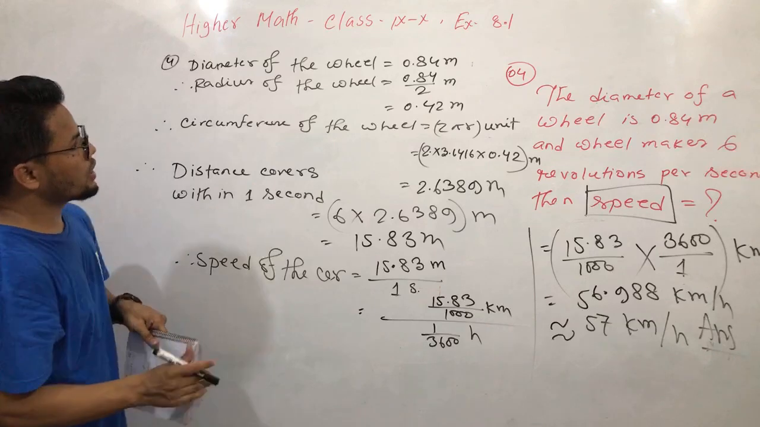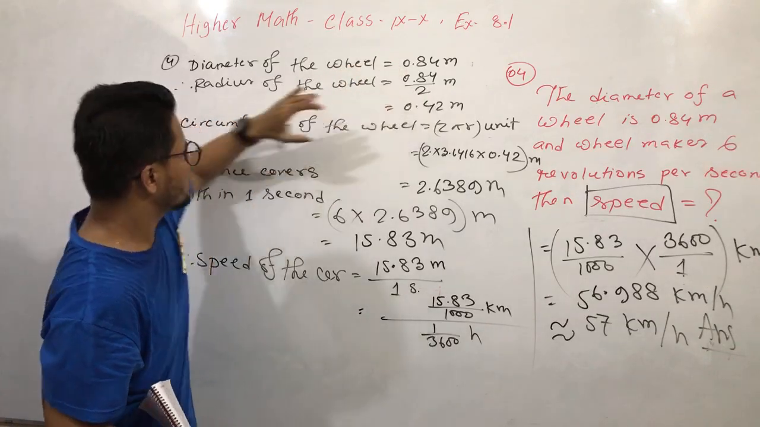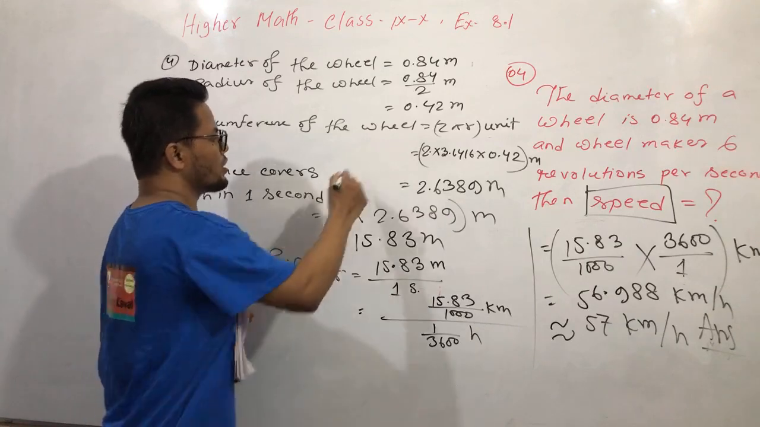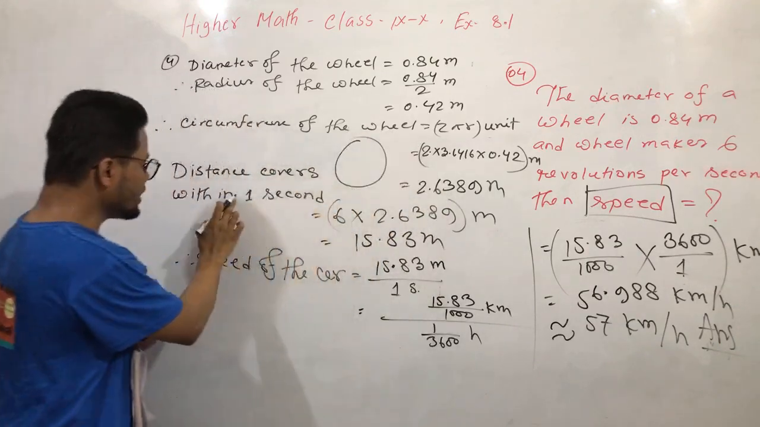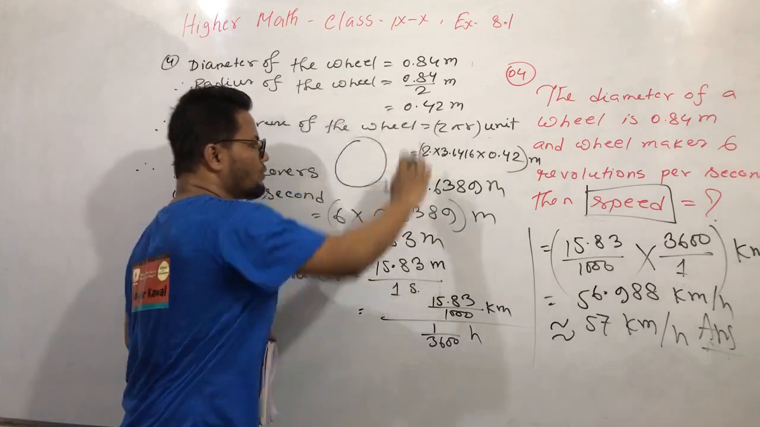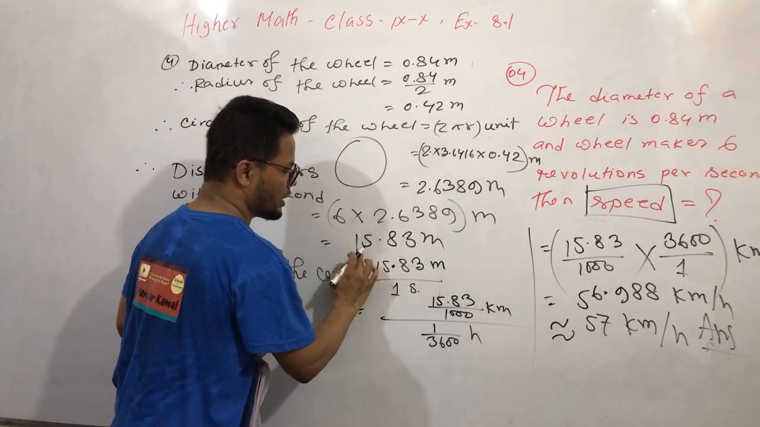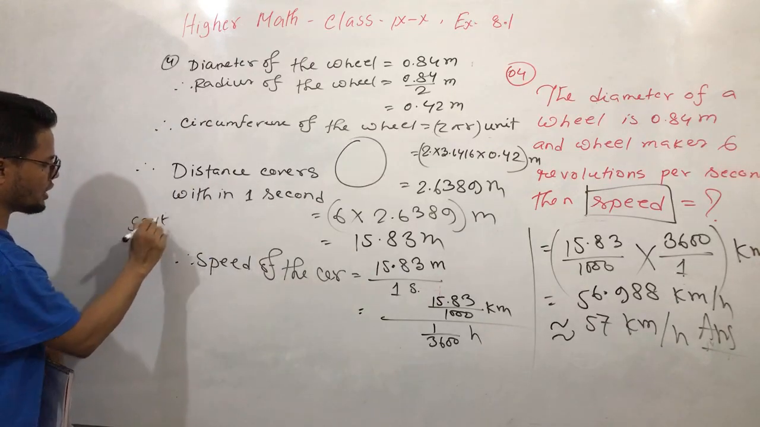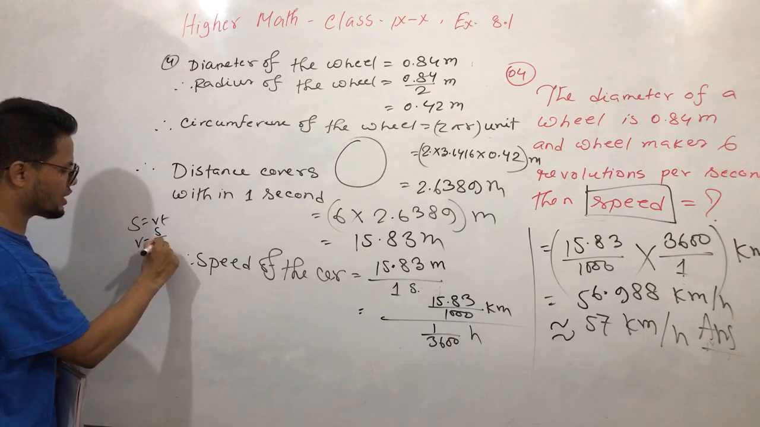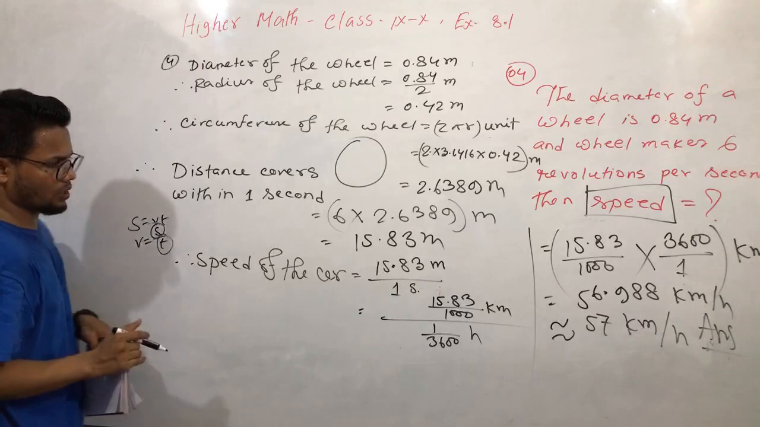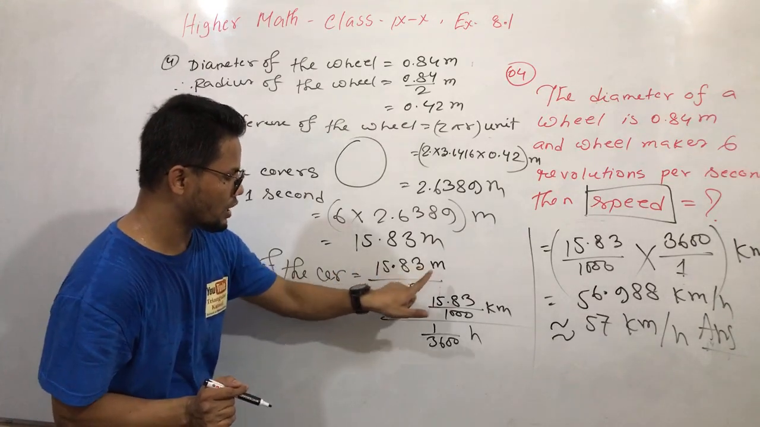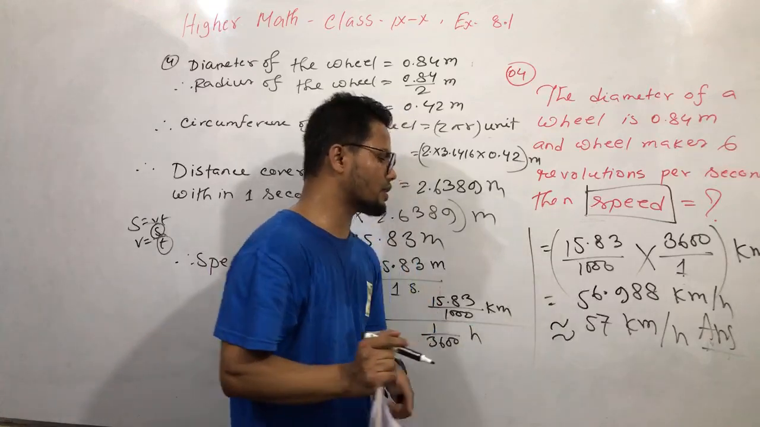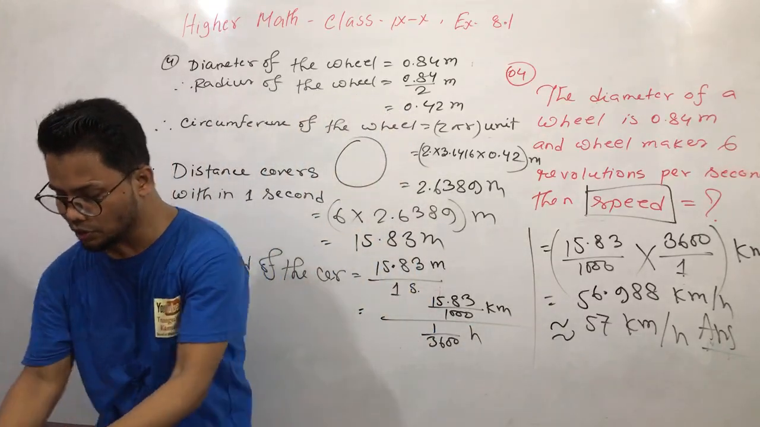And just write the question again. First diameter, then radius. The circumference of the wheel is twice pi r, and this is the result. And we know after one revolution, it has passed twice pi r. But in the information given, within 1 second it covers 6 times. That means 6 times twice pi r is 15.83 meters. And now the speed of the car, we know using this formula S equals Vt, and we can write velocity equals S by T, the distance traveled over the time. So within 1 second it passes through 15.83 meters, then meters converted to kilometers, seconds converted to hours. Then doing a simple calculation, we got 57 kilometers per hour. So if you have any questions, please comment.